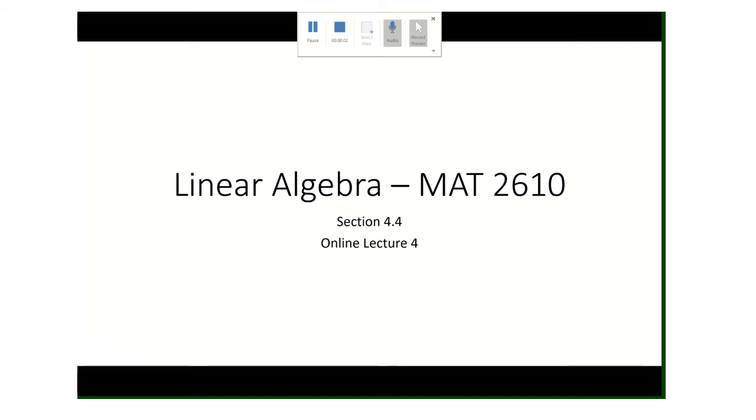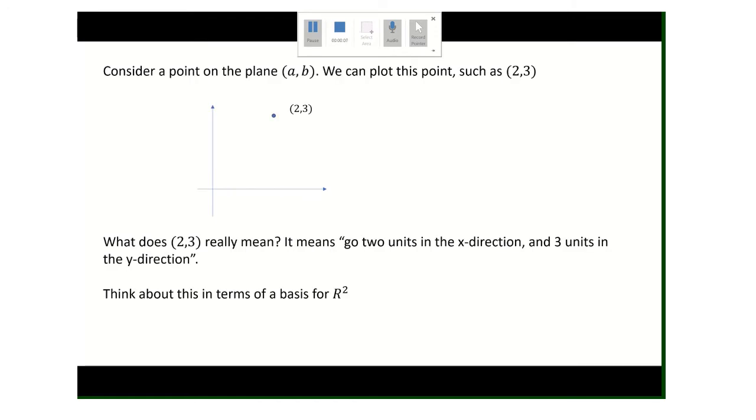In this lesson, we're going to cover section 4.4 out of the book. Okay, so we're going to talk about coordinates for points on the plane and what happens when we change our basis. So consider a point on the plane, something like (2, 3).